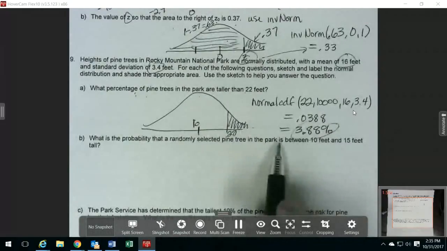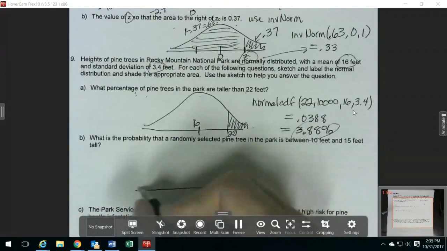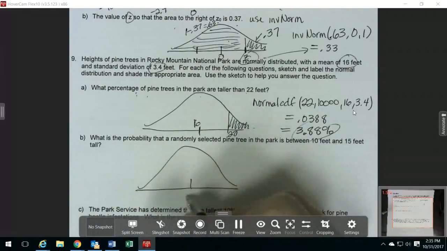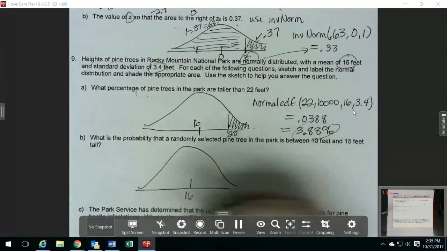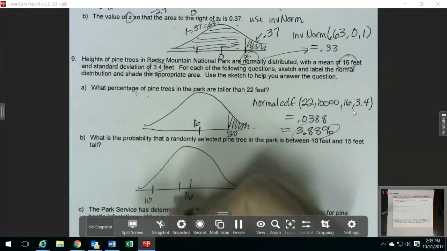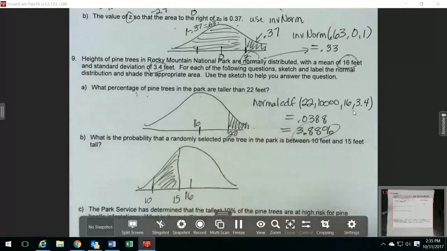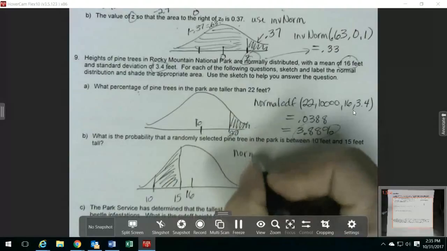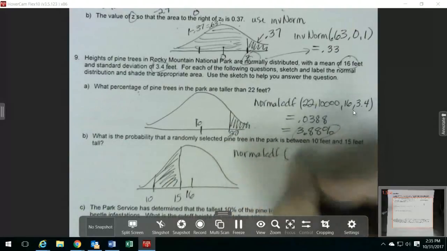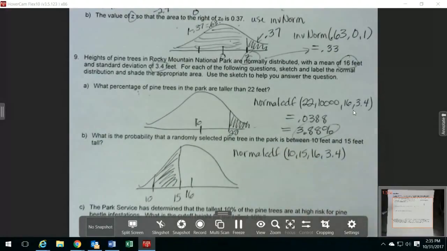Okay, then it wants the probability that a pine tree is between 10 and 15 feet tall. So here's my picture again. The 10 and the 15 are both on this side of the mean, so I'm going to put those over here. I want it to be between those two, so I'm just going to shade in between those two numbers. Since I'm trying to find the probability, that means I'm using normal CDF. I have my lower and my upper bound already, and then I just have to put in my mean and standard deviation.